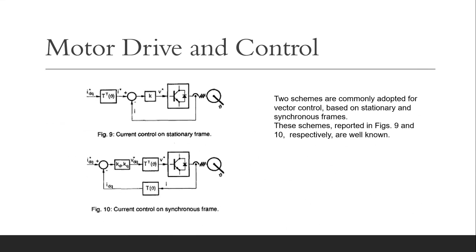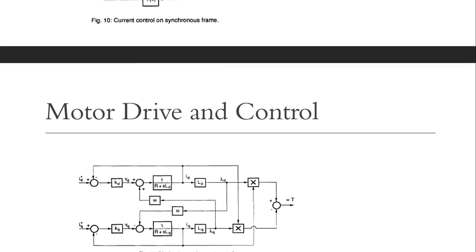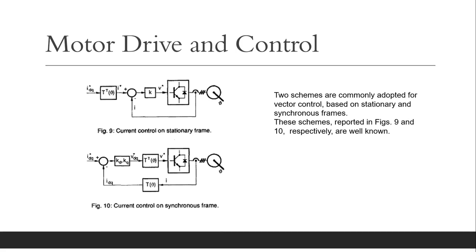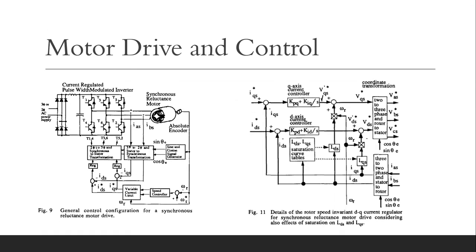Figure 9 and figure 10 are commonly adopted for vector control based on the stationary and synchronous frames. This is the very well-known traditional current control algorithm, and this is the detail of Id and Iq. The current control of the synchronous reluctance motor is similar to that of the PM motor. We have the Id control and the Iq control also.